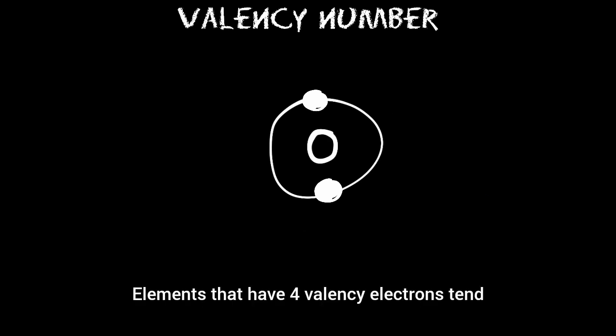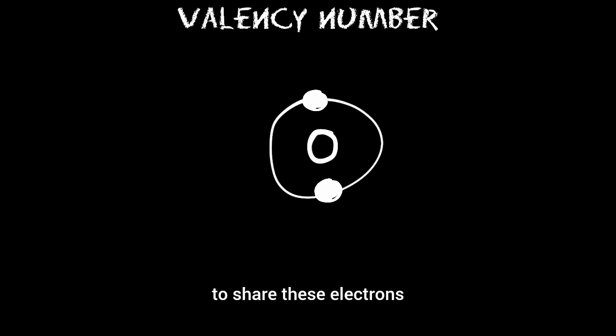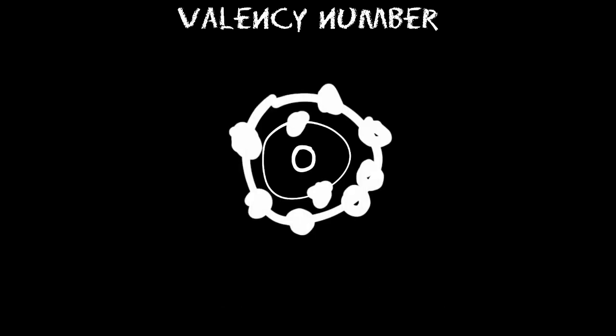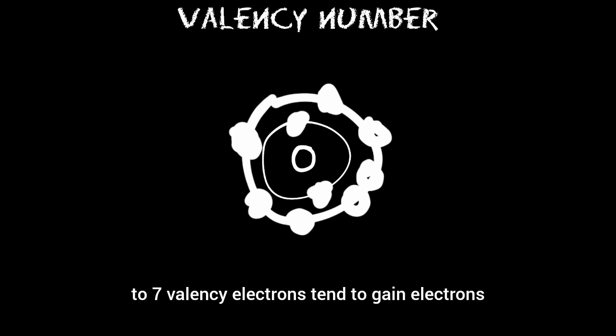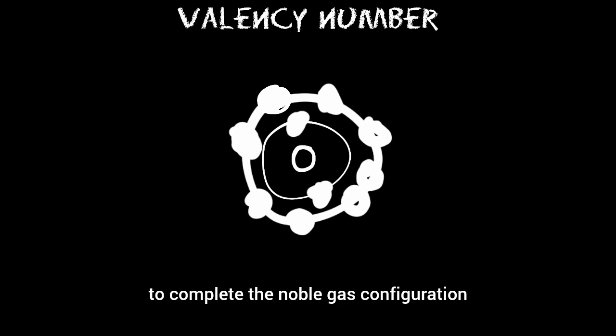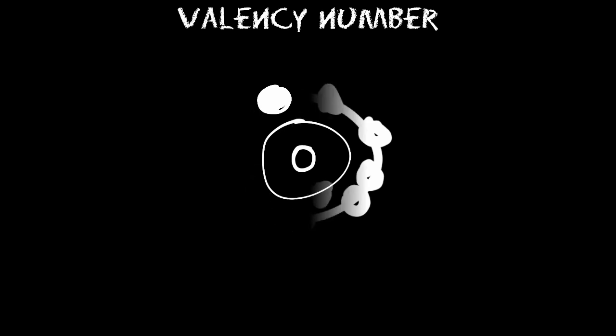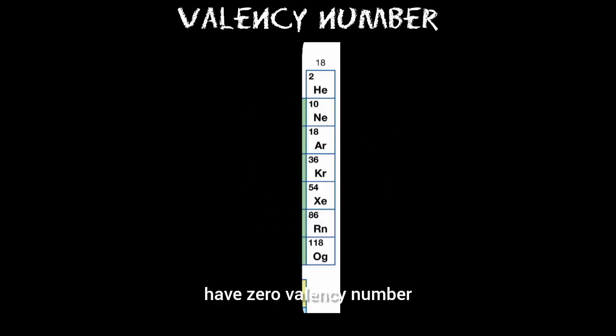Elements that have 4 valency electrons tend to share these electrons. Carbon, for example, has 4 valency number. It shares with other atoms. Those that have 5 to 7 valency electrons tend to gain electrons to complete the noble gas configuration. With filled outermost shells, the noble gases in group 8 have 0 valency number.